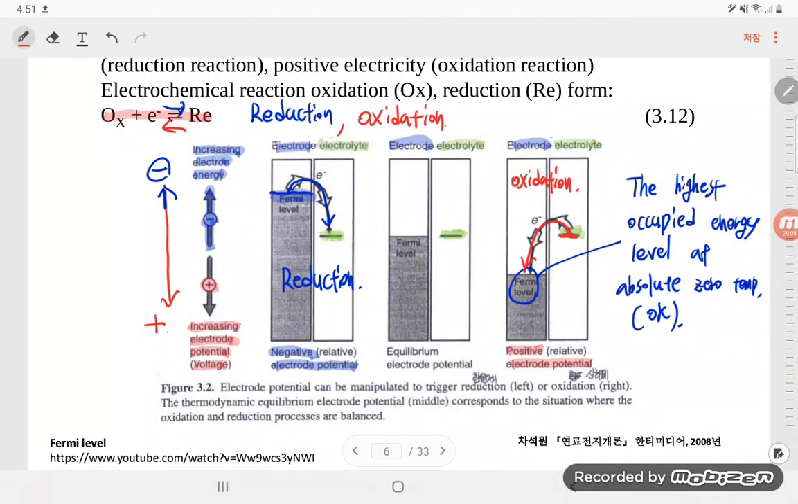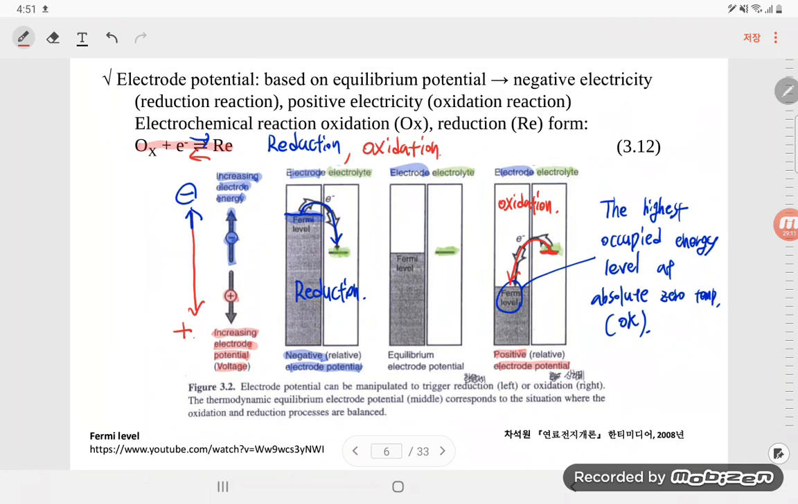Oxidation reaction. Okay. And furthermore, let's talk about the Fermi level more. I found some YouTube link for the explanation of the Fermi level. So let's check it together.